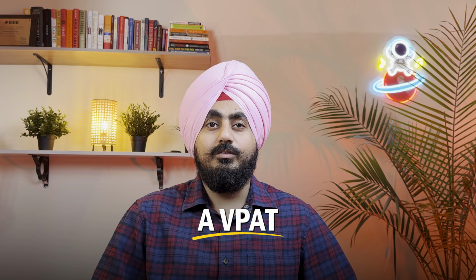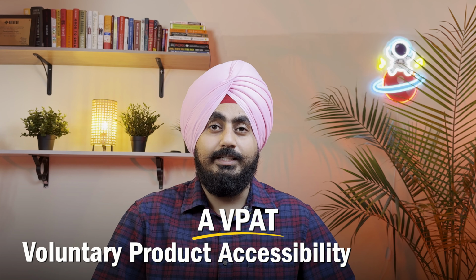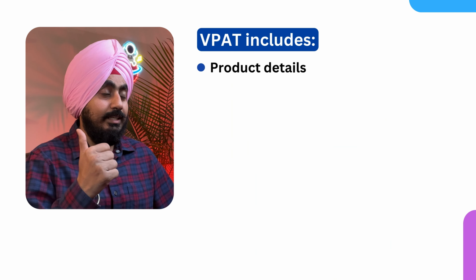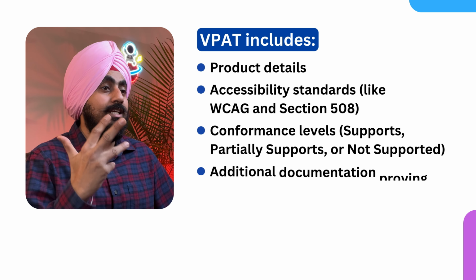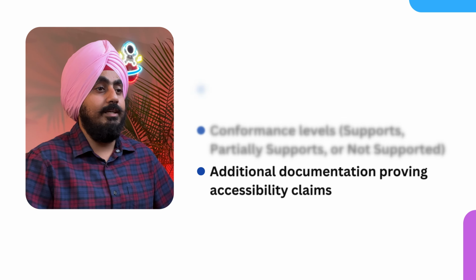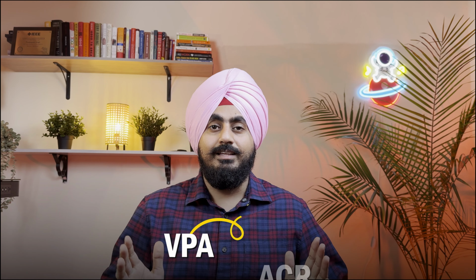A VPAT, also known as Voluntary Product Accessibility Template, sounds fancy, but it's essentially a report card for accessibility. It includes product details, accessibility standards, conformance levels, and any additional documentation providing accessibility claims. A VPAT with all these ingredients is called an Accessibility Conformance Report, or ACR. People often use VPAT and ACR as synonyms. But here's the real question. Who actually creates these VPATs? And can you trust them?